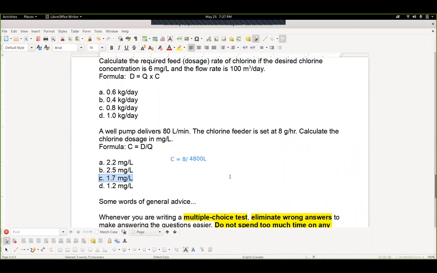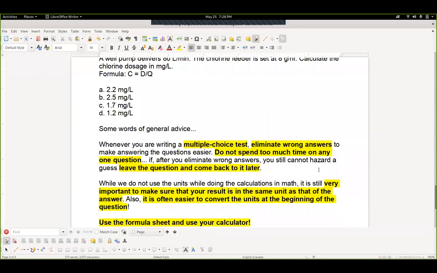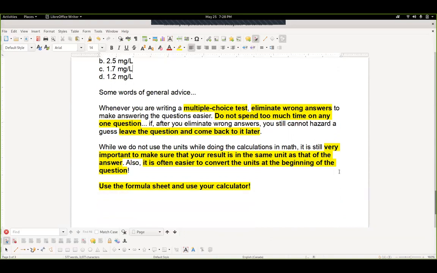So right there. So here are some words of general advice. Whenever you are writing a multiple choice test, eliminate wrong answers to make answering the questions easier. Do not spend too much time on any one question. If after you eliminate wrong answers, you still cannot hazard a guess, leave the question and come back to it later. While we do not use the units while doing the calculations in math, it is still very important to make sure that your result is in the same unit as that of the answer.